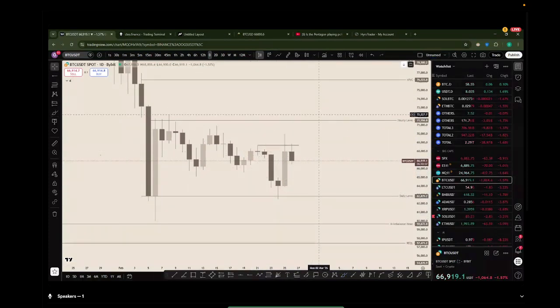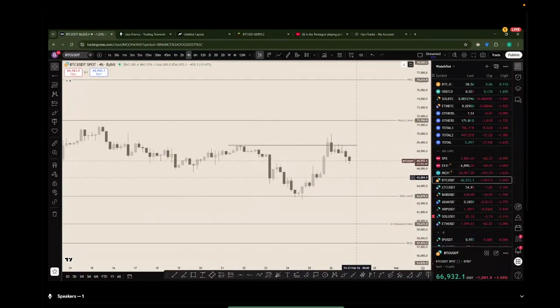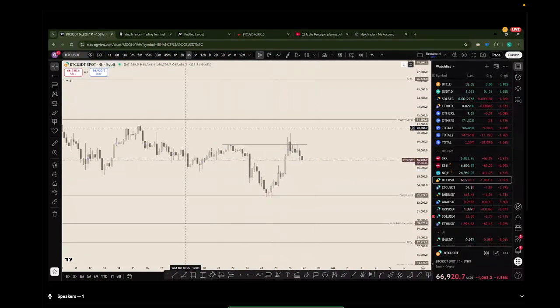So we have no structure shift in the daily, but instead we have a swing failure pattern, which basically indicates bearishness and weakness in the price action. Now let's come to the 4 hour.